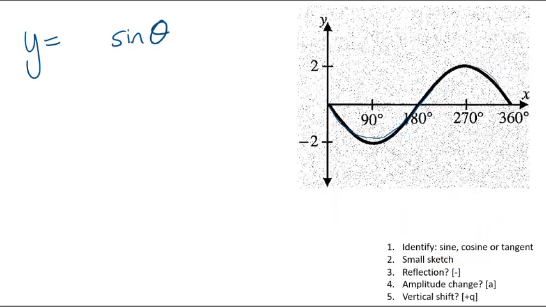My next step is to draw a little sketch of what sine of theta would look like. So my sketch would look like this, to say over here at this point I have +1 and -1.